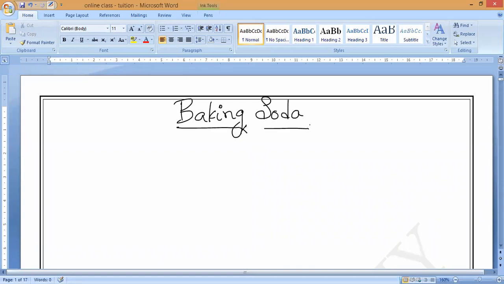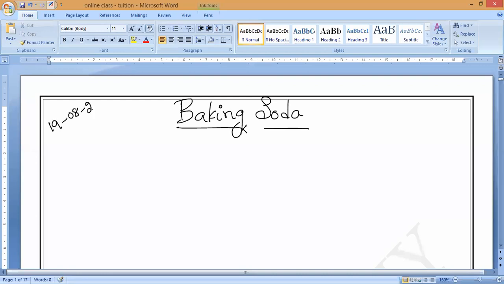Now, in today's class, we will see the uses of baking soda, and after that we'll go to the next chemical compound called bleaching powder. What is that? Bleaching powder. First, we will see the uses of baking soda. What is the chemical formula of baking soda? Can anybody tell?